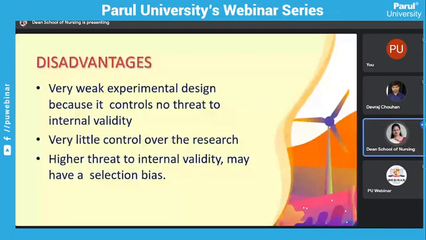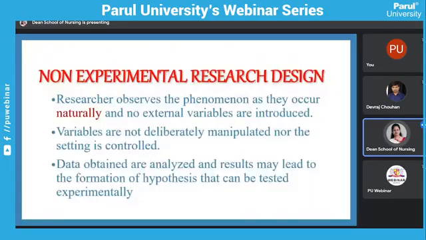Non-experimental research design. In this, the researcher observes the phenomenon as it occurs naturally and no external variables are introduced. The variables are not manipulated, nor is the setting controlled. Here, the data obtained are analyzed and results may lead to the formation of hypotheses that can be tested experimentally.